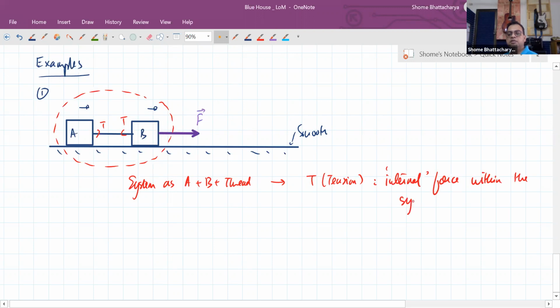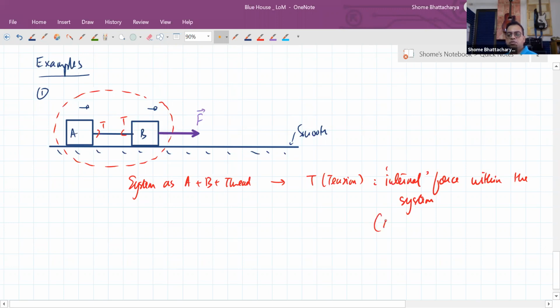Why is it becoming an internal force? Because there's no external agent applying it. The tension acting on A is applied by the string on the block A. So the thread, the string, and the block A are both part of my system. The tension acting on block B is again acting between the block B and the thread, both of which are part of my system. So it's not applied by some external agent, but applied internally.